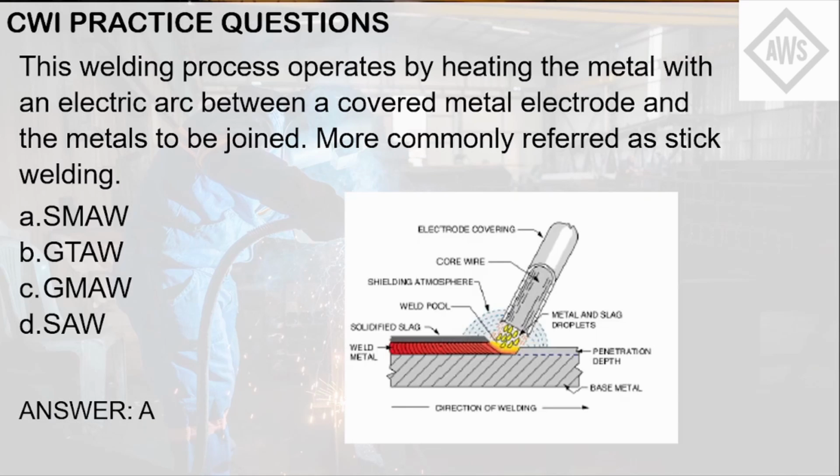So as you can see here, the flux coating of the electrode produces a shielding gas that protects the weld pool from harmful atmospheric gases that will embrittle the weld. So that's the basic principle of SMAW.